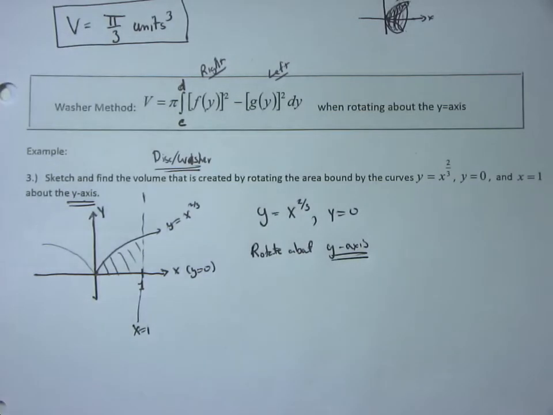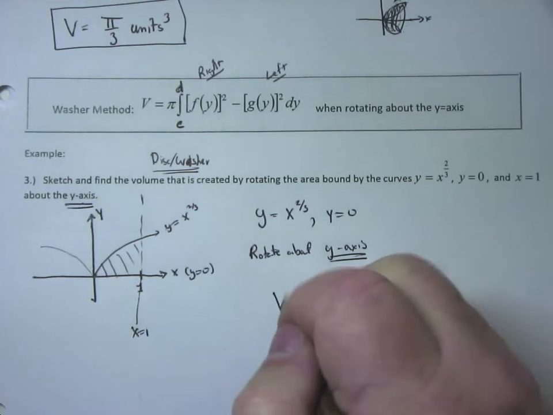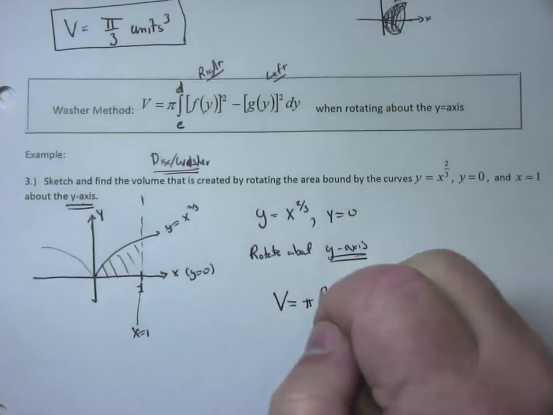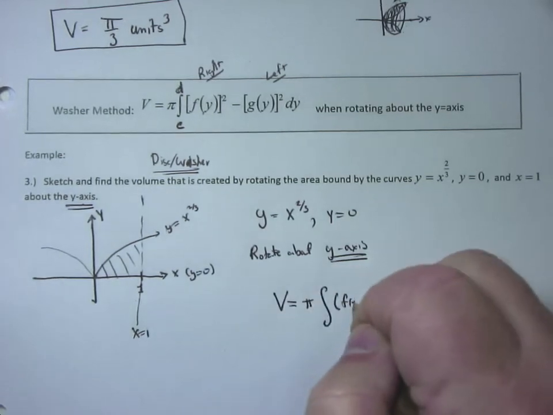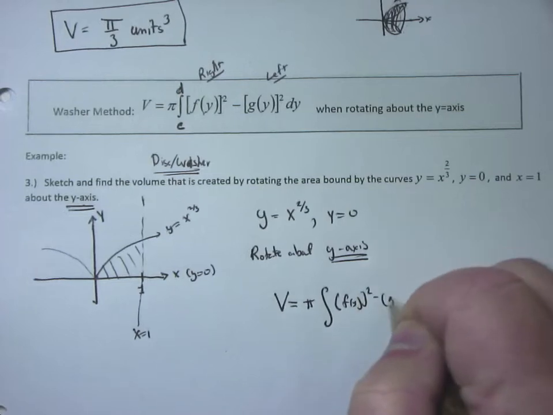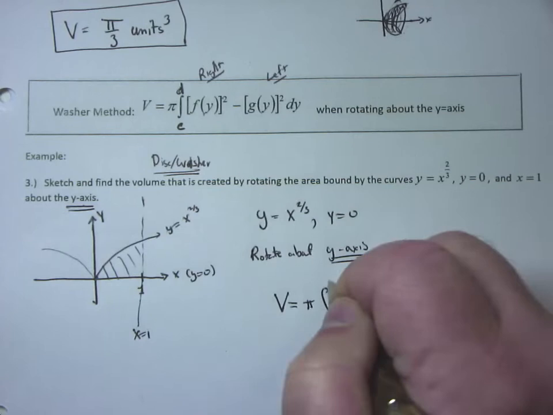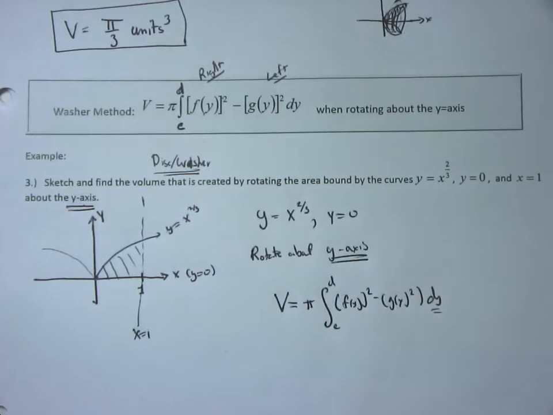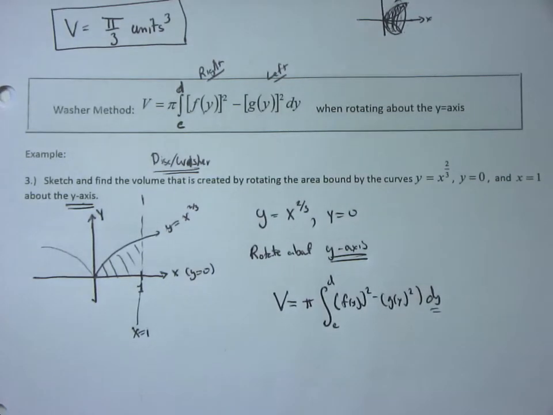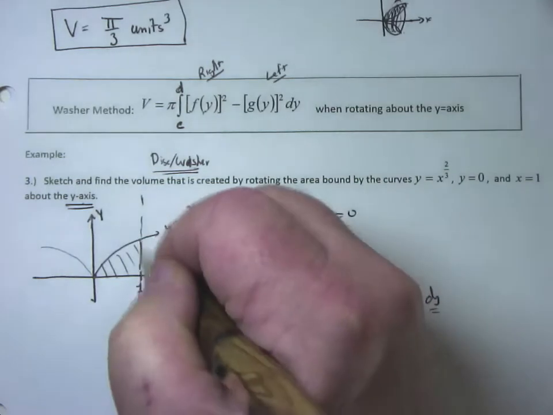Because we're rotating around the y-axis, I have to use this formula. Volume is equal to pi times the integral of f of y squared minus g of y squared dy from c to d. I have to have a y variable. Well, the only problem is this is fine. This is x equals 1. That's that guy right there.